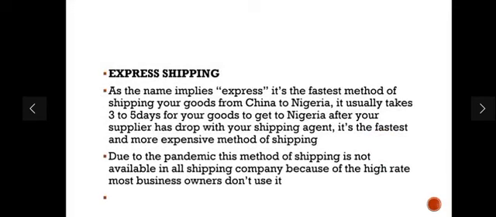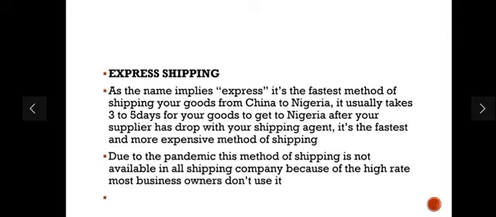What does it mean? As the name implies, express is the fastest method of shipping your goods from China to Nigeria. It usually takes 3 to 5 days for your goods to get to Nigeria after your supplier has dropped your goods or products to your shipping agent. It is the fastest and more expensive method of shipping.